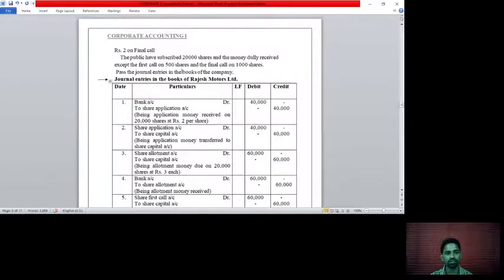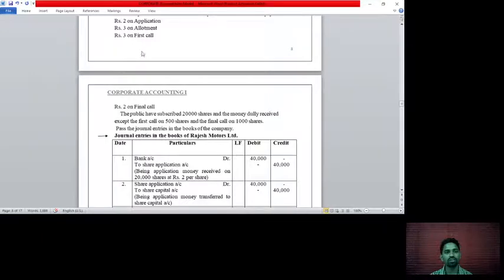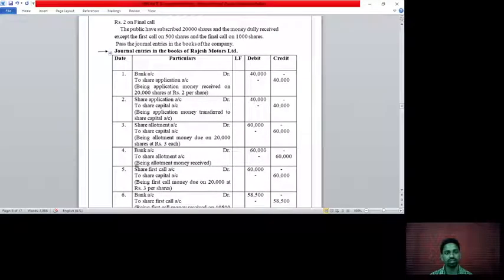Next, for the first call, rupees 3 on first call. Share first call account debit rupees 60,000 to share capital account credit rupees 60,000, and the narration is being first call money due on 20,000 shares at rupees 3 per share.